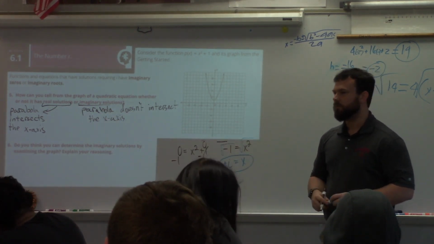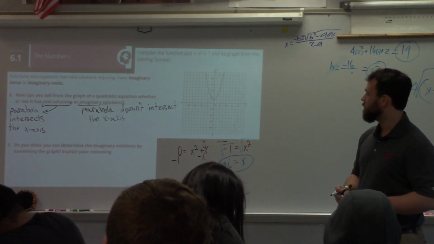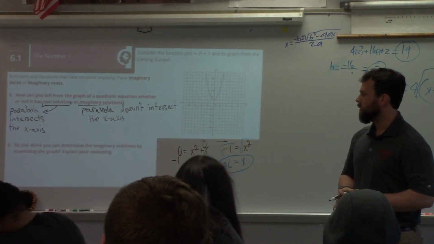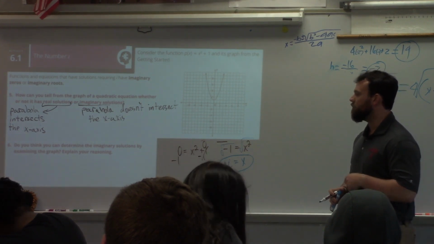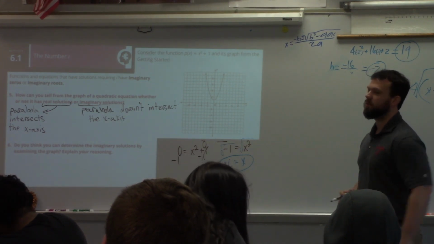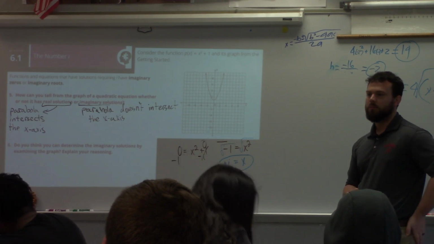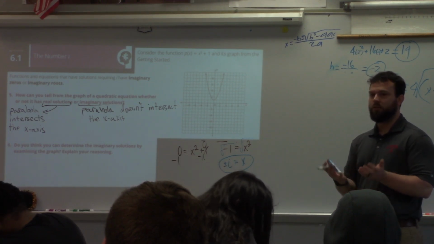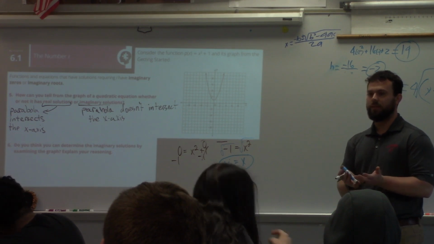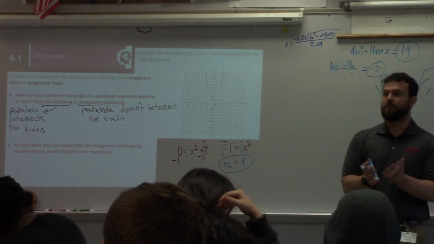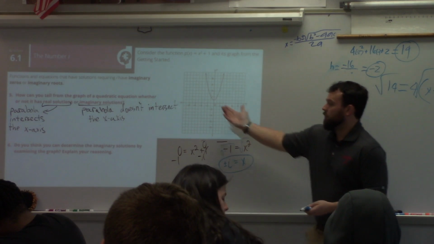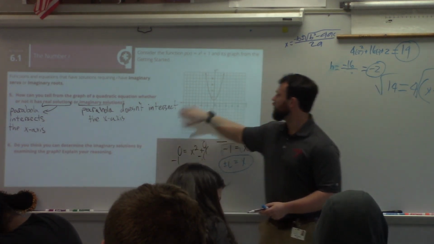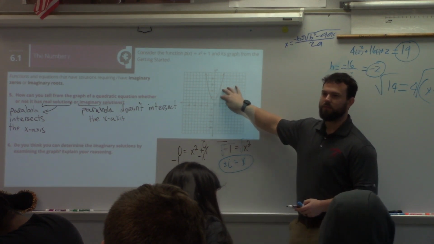Now, because of this, with number 6, can you determine the imaginary solutions by just looking at the graph? No. Remember, with the real solutions, I could look where to find those roots at the x-intercepts, the x-axis, right? I can't do that here. So can I see imaginary solutions on the graph of this function?